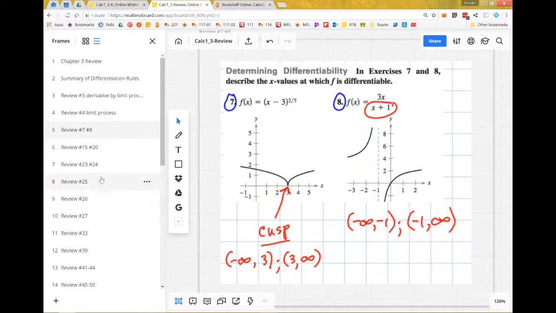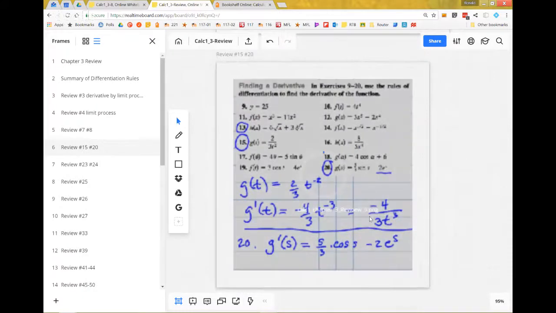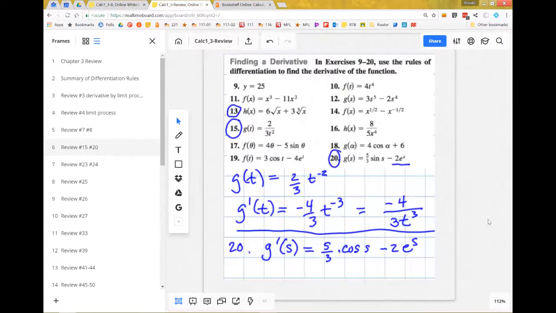Okay, let's look at the next section on the review, finding a derivative. And here we can use the rules that we have learned in chapter 3. So number 13, well, I guess I did number 15. So let's take a look at number 15. That's this one on the top here.